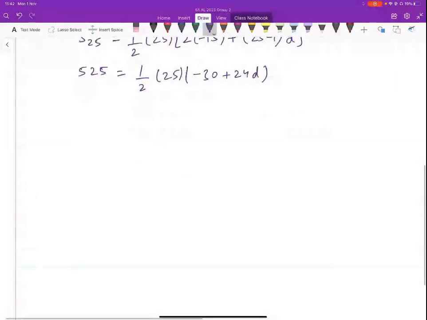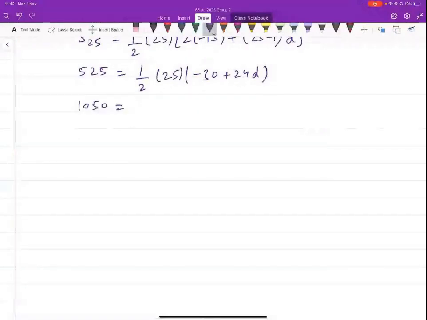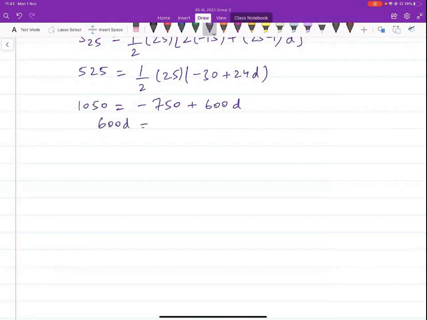Okay, so what do we get? We get 1050 on this side. That's equal to 25 into minus 30. That is minus 750. Plus 25 into 24, 600 d. So now 600 d is equal to 1800, and the difference turns out to be equal to 3. Okay, that's what we were looking for.